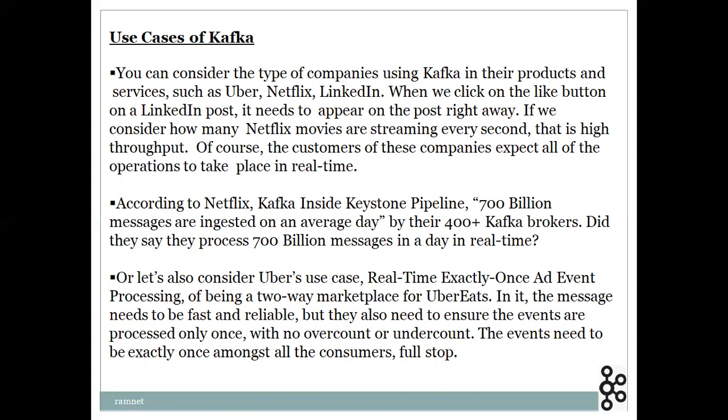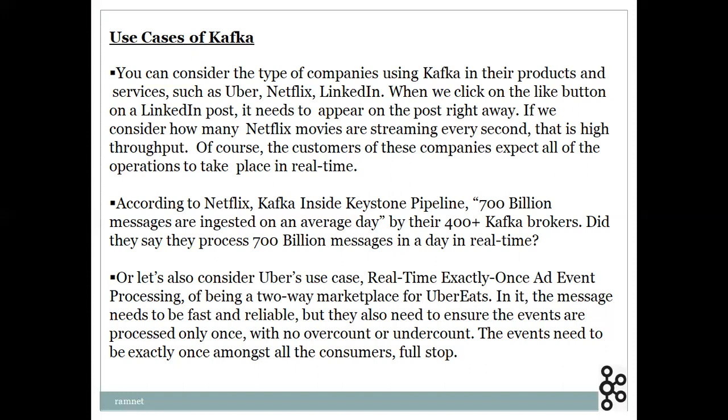According to Netflix, inside the Keystone pipeline, 700 billion messages are ingested on an average day. Netflix is saying that with their 400 plus Kafka brokers they process 700 billion messages a day in real time. You can think about how much data must be flowing, and how you are going to monitor and manage all of it. Or let's also consider Uber's use case: real-time exactly-once ad event processing for Uber Eats, a two-way marketplace. The messages need to be fast and reliable, but they also need to ensure the events are processed only once, with no overcount or undercount.